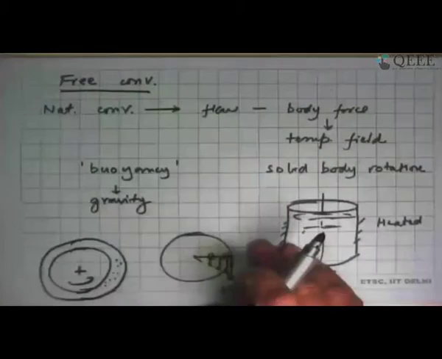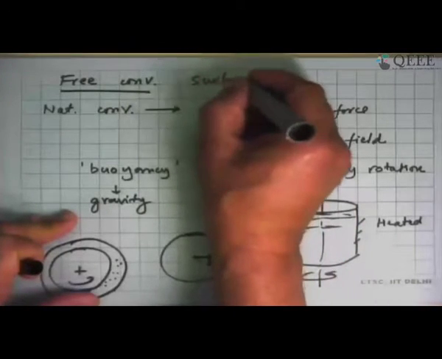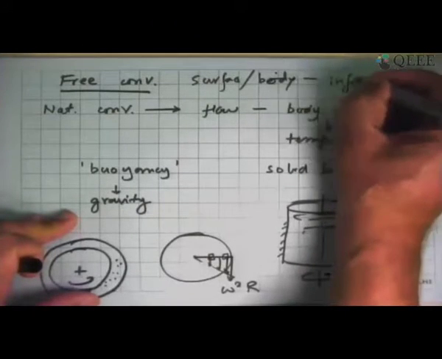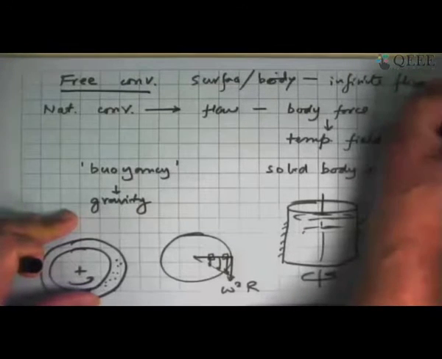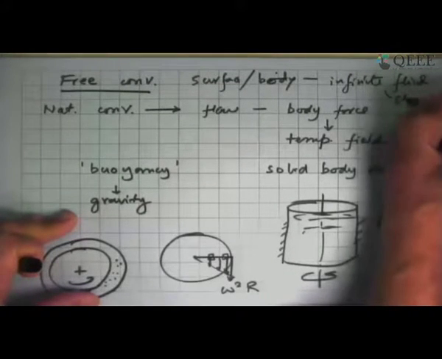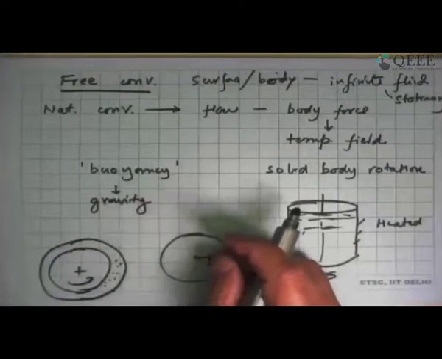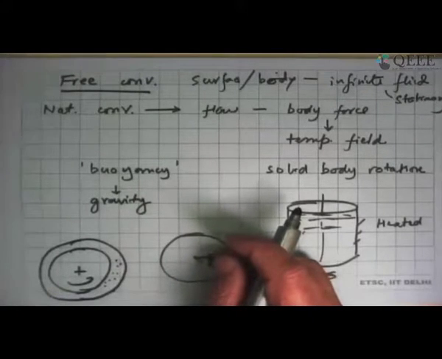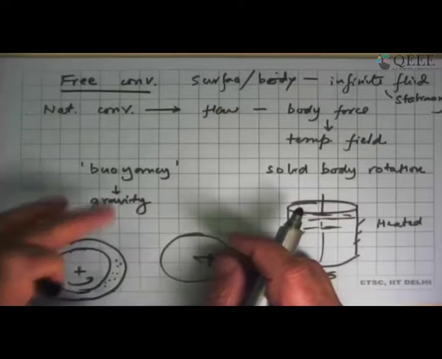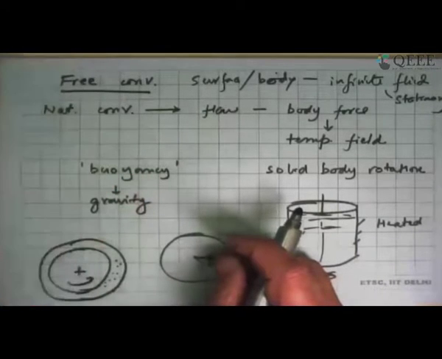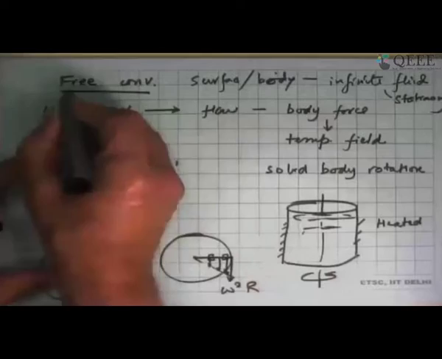Free convection is a special case of natural convection, where we have a surface or a body which is surrounded by an infinite fluid, and this is stationary. So a hot plate or something standing in a room where the room air is still, the walls are very far away, that again comprises natural convection. But this particular special case where you have only air and no other surfaces coming into play is classified as free convection.